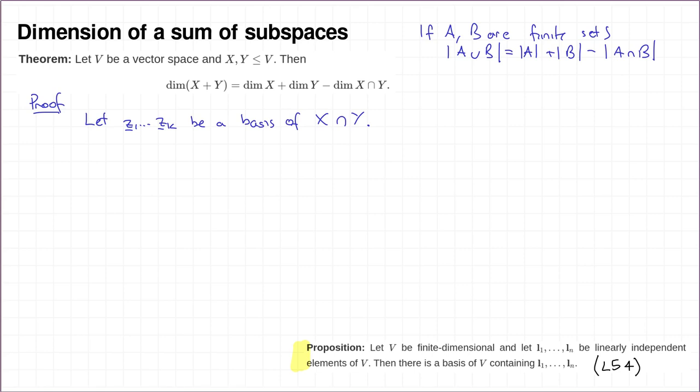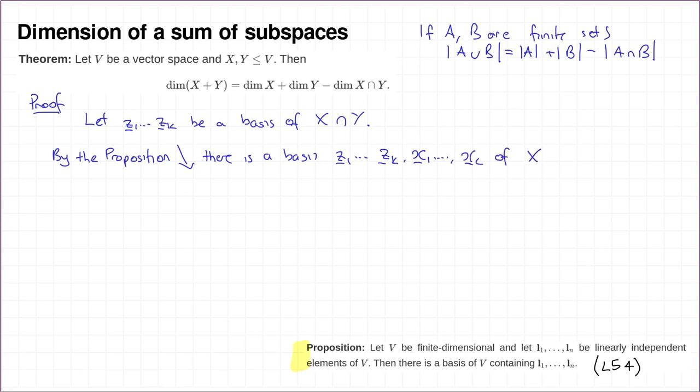And we can do that because let's think about Z1 up to ZK. They are elements of X because they're elements of X intersect Y. So they form a linearly independent sequence of elements in X. So we can extend them using the proposition to a basis of X. So extending just means adding something on the end. So there is a basis, Z1 up to ZK, and then let's say X1 up to XL of X.